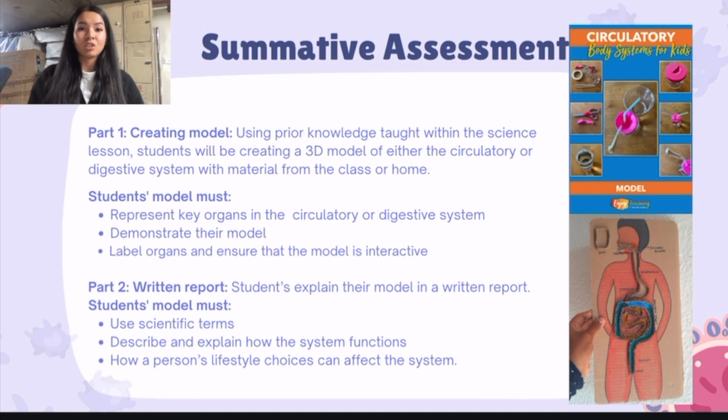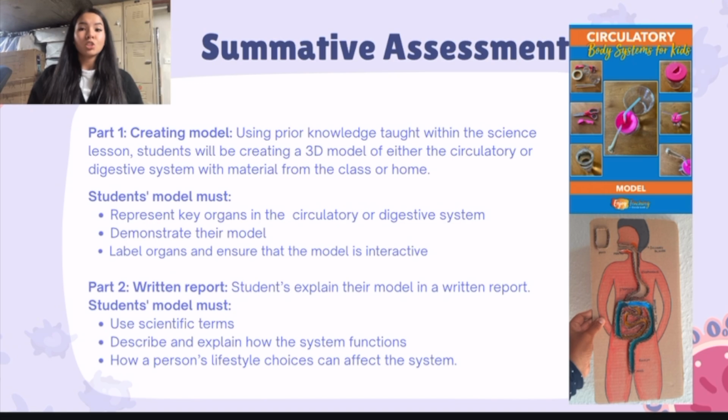To meet the expectation of the task, students must ensure that their model clearly represents the key organs involved in the chosen system. For example, a circulatory system model should include components such as the heart, arteries, veins, and capillaries, while a digestive system model should represent structures like the mouth, esophagus, stomach, and intestines. Each model should be labeled accurately using scientific terminology, and it also must be interactive.